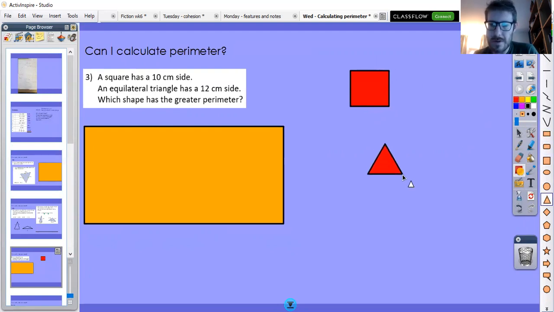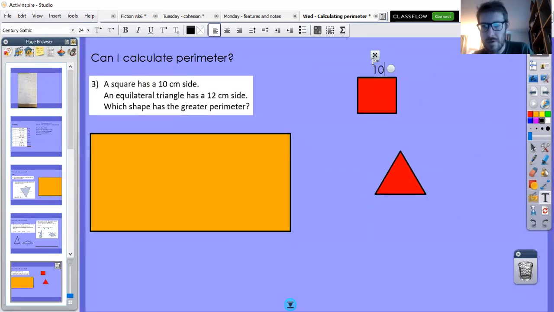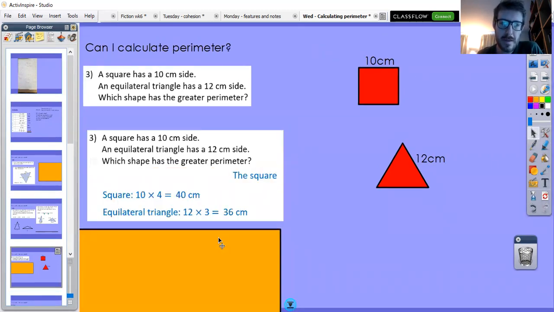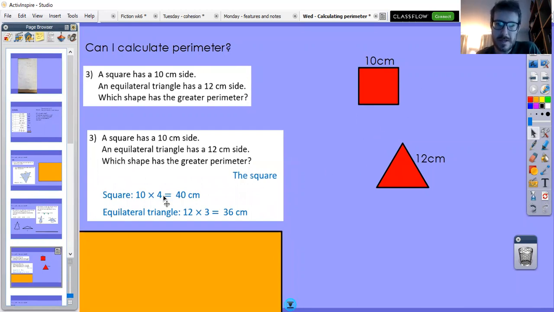So we might have a square which has 10 centimeter sides, or we might have an equilateral triangle that has 12 centimeter sides. So that would mean all these sides would be 10 on the square and all the sides would be 12 on the triangle. So there would be 4 lots of the 10 or 3 lots of the 12. Well, 4 lots of 10 is 40, 3 lots of 12 is 36. So the square would have the greater perimeter. And here we go. So the greater perimeter is with the square. 10 times 4 is 40, 12 times 3 is 36, and 40 is greater than 36.